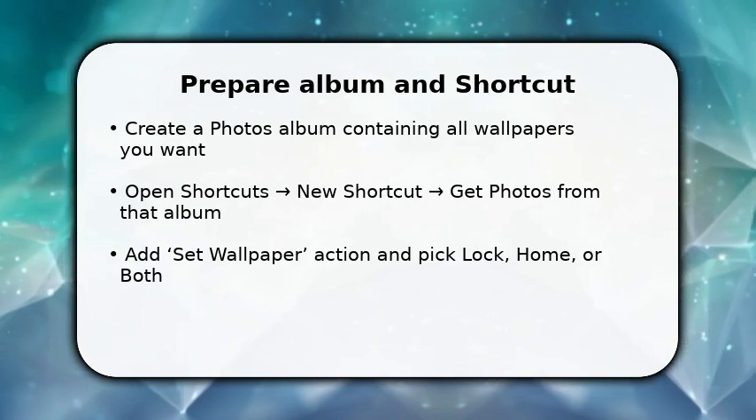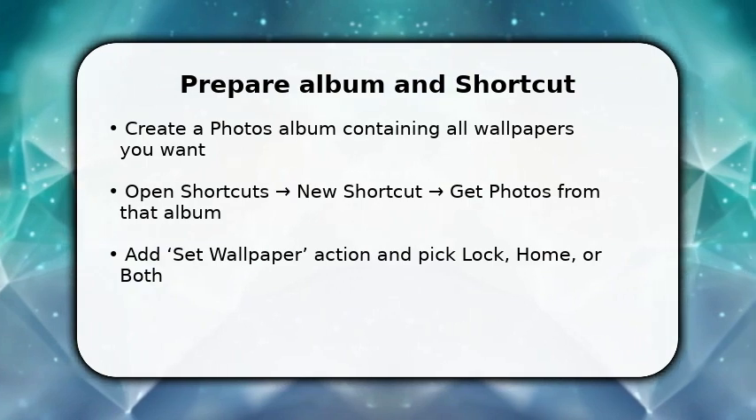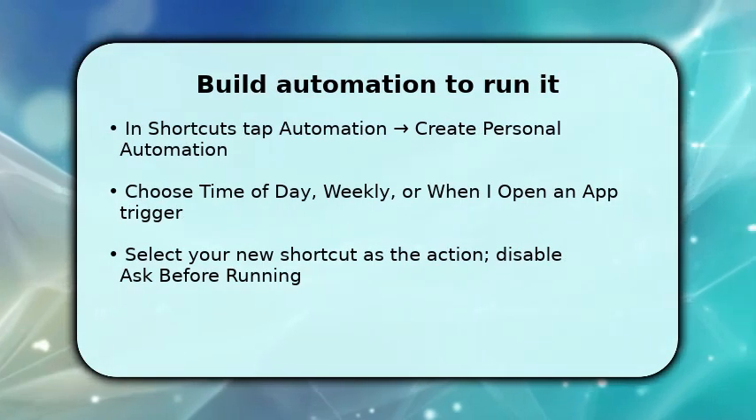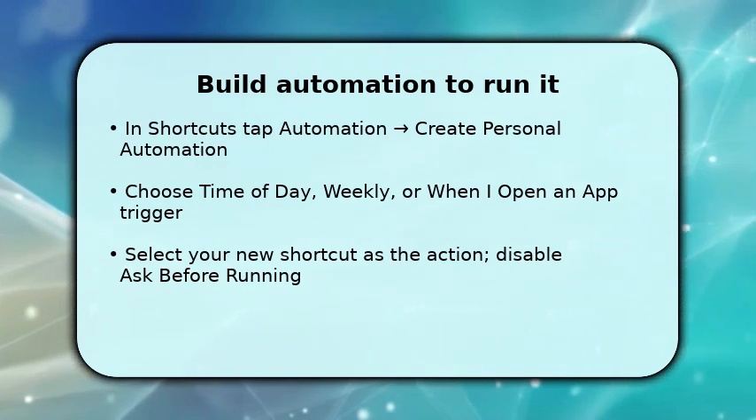Next, you make the change automatic. Go to Shortcuts, Right Arrow, Automation, Right Arrow, Create Personal Automation. Pick time of day or another trigger like opening an app and set the recurrence you want.